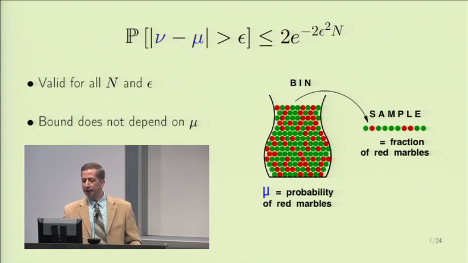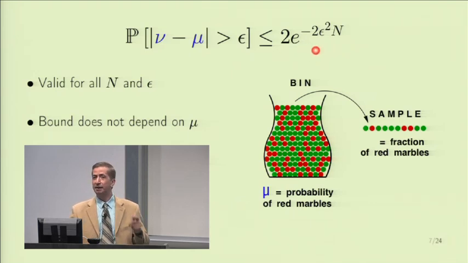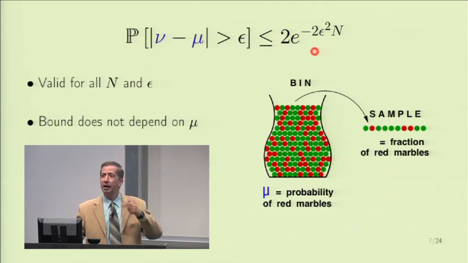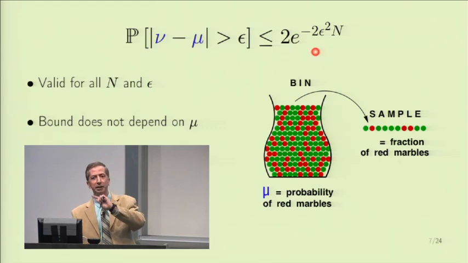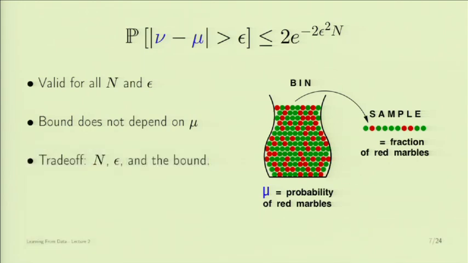Now, because they get multiplied here, the smaller the epsilon is, the bigger the n you need in order to compensate for it and come up with the same level of probability bound. And that makes a lot of sense. If you have more examples, you are more sure that nu and mu will be close together, even closer and closer and closer, as you get larger n. So this makes sense.